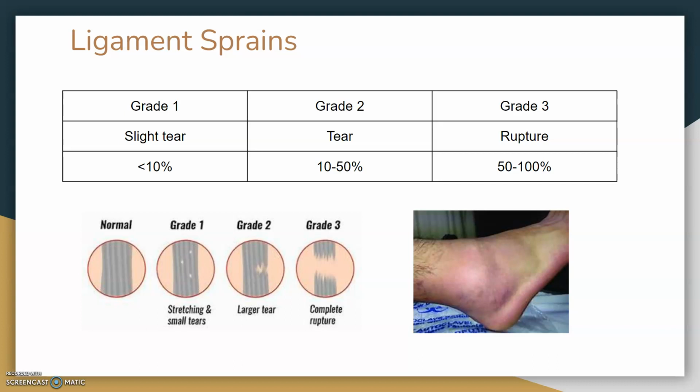Moving on, grade 2 is a tear of the ligament. This is where 10 to 50% of the ligament fibres are affected. This can put the athlete out for up to 3 months. There is slightly more pain and swelling here, and it will be noticeable through a lot more bruising.